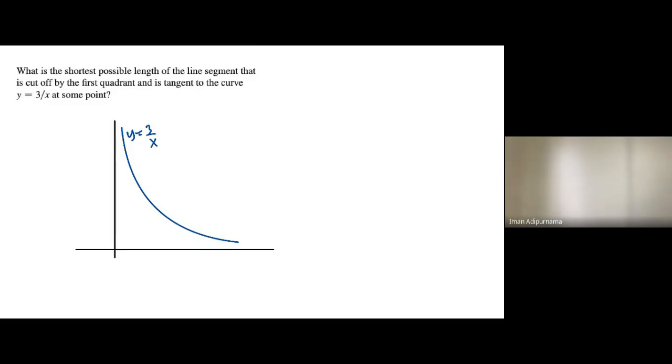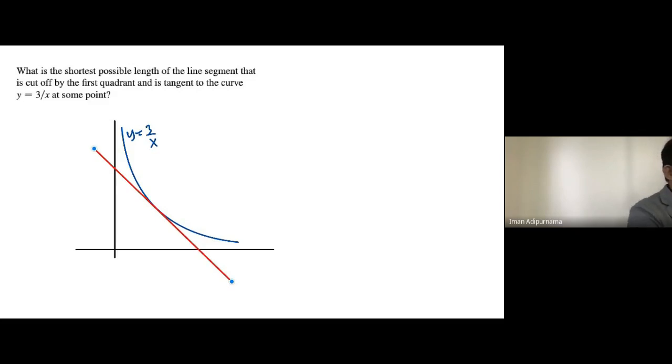So what is the question? The question is saying that there will be a length of the line segment. So there will be a line, and it's cut off by the first quadrant. The first quadrant is this part here, the positive one, x positive and y positive. So the line is cut off by the first quadrant and it's tangent to the curve. You can take any point here and make that, and it cuts off the first quadrant, right? So that will be the schematic diagram.